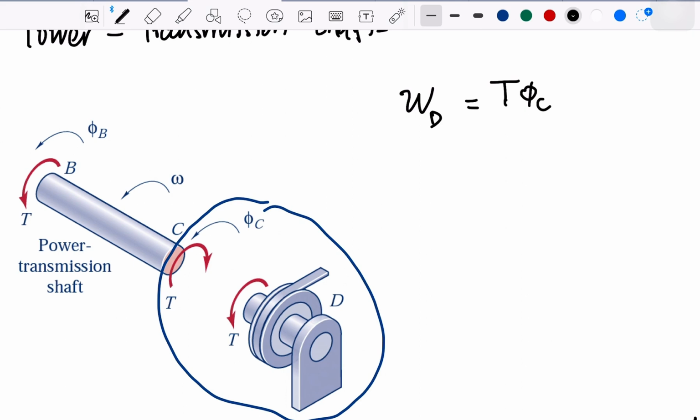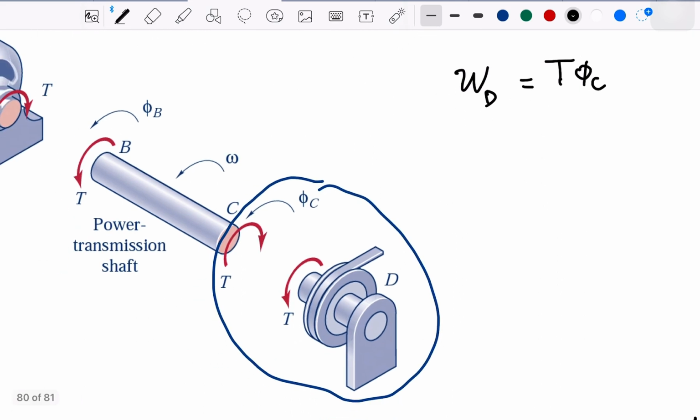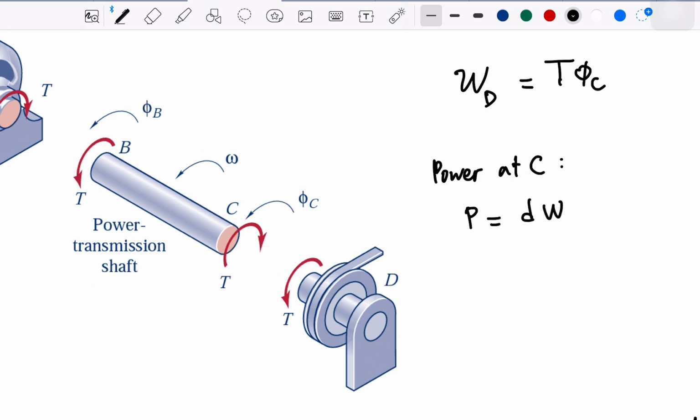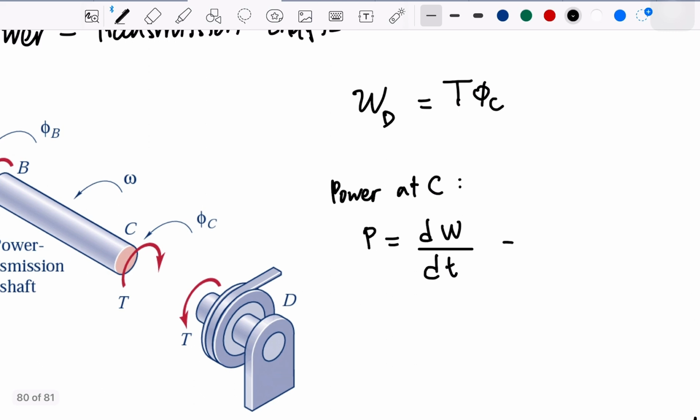And now if we see the node C, we are going to have power at C. We can say P is the derivative of the work. And we can also think that because a small change will happen in the angle, that will be our approach for derivatives. So this will be equal to T and d/dt of the angle.